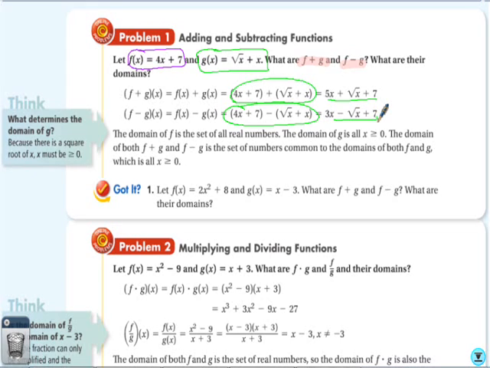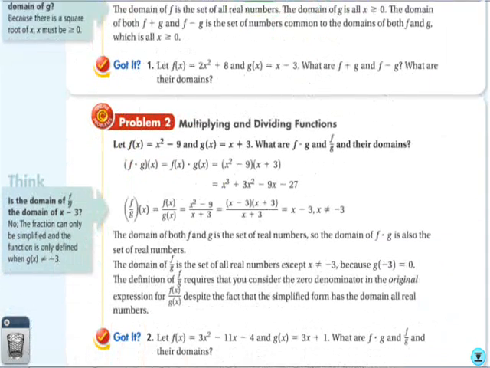The domain of f is the set of all real numbers. The easiest way to see that is if you look up here, this could be any number. It's a linear function. The domain of g is all numbers greater than or equal to 0 because it's under a radical, so we don't want a negative under there. That's all you have to do. We subtracted them, we added them, and we made sure that the domains made sense.